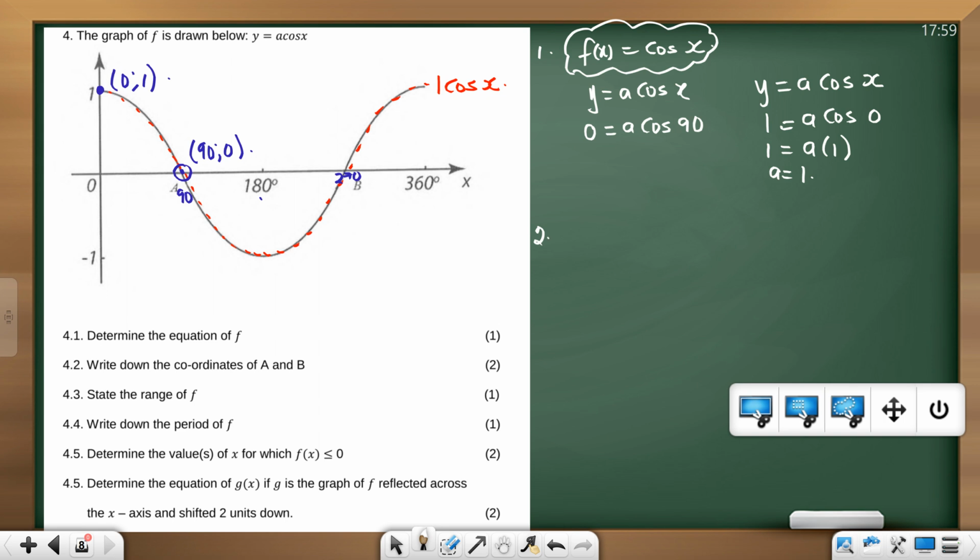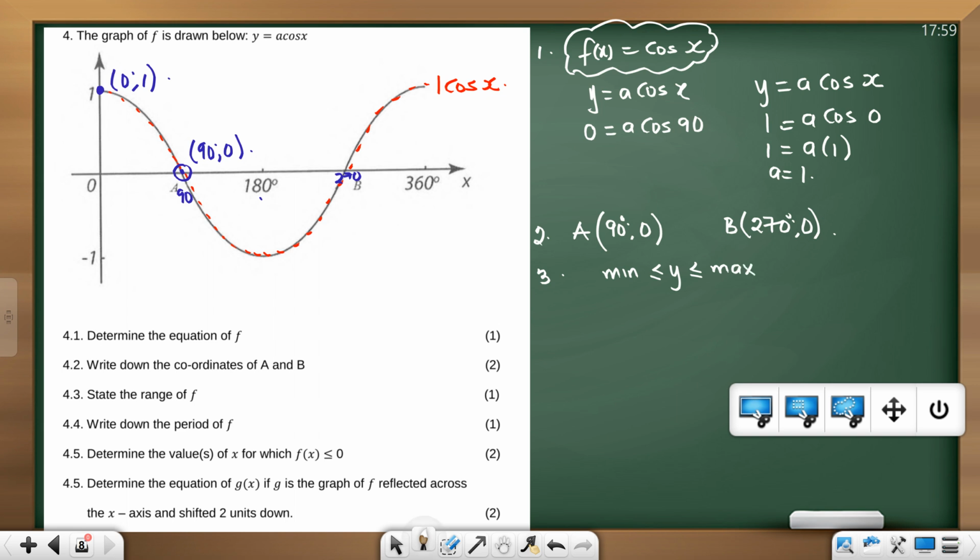Number 2, the coordinates, which I've already done. Can you see that? The coordinates of A and B have been done already. A: x is 90, y is 0. And what's the coordinate of B? 270. Please, it is important for us to know those mother graphs. Number 3, what is the range? Remember, we said minimum less than or equal to y, less than or equal to maximum.